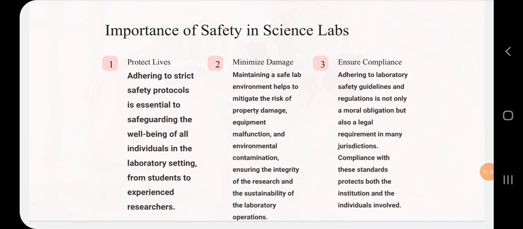Ensure compliance. Adhering to laboratory safety guidelines and regulations is not only a moral obligation but also a legal requirement in many jurisdictions. Compliance with these standards protects both the institution and the individuals involved.